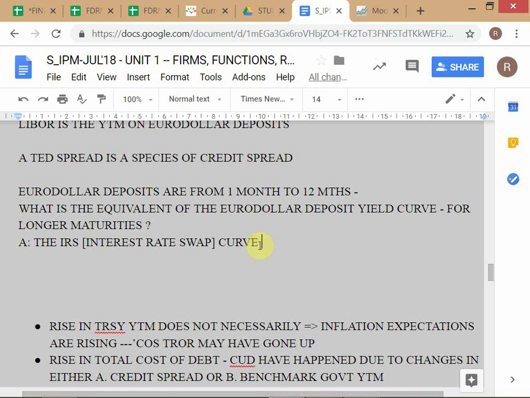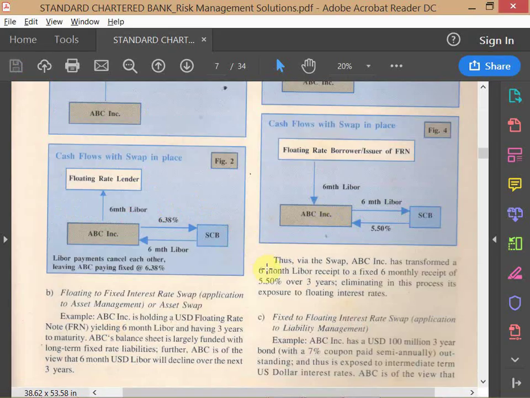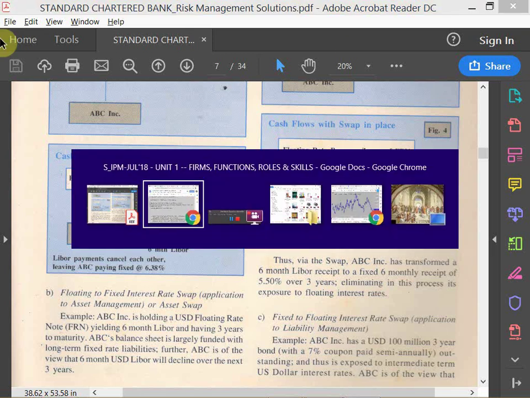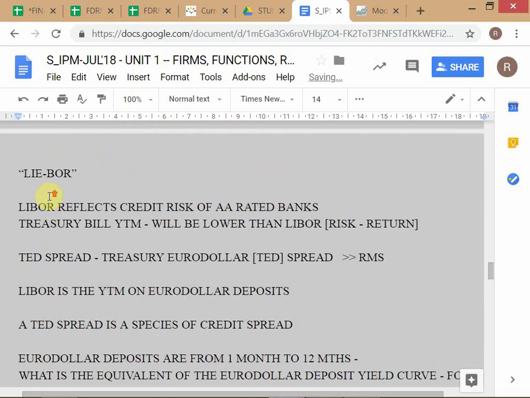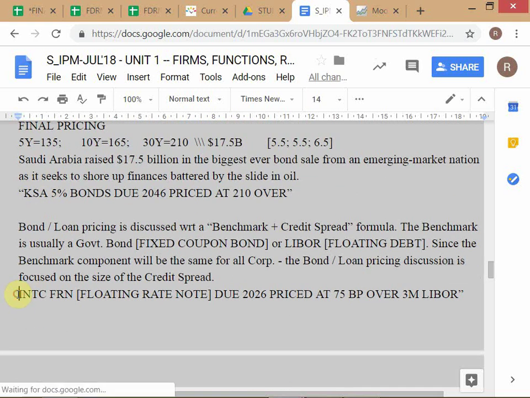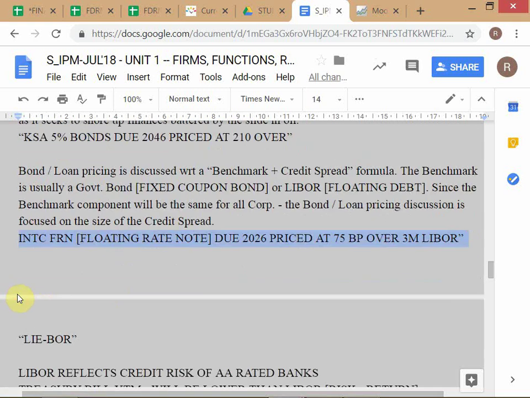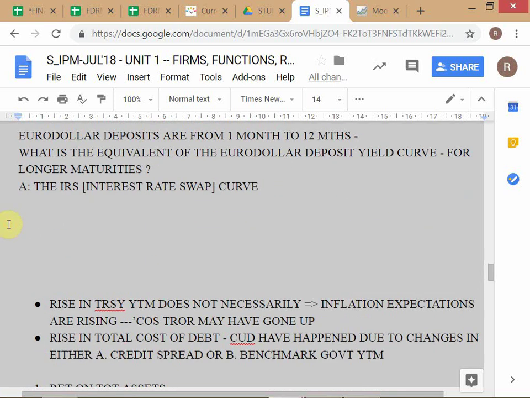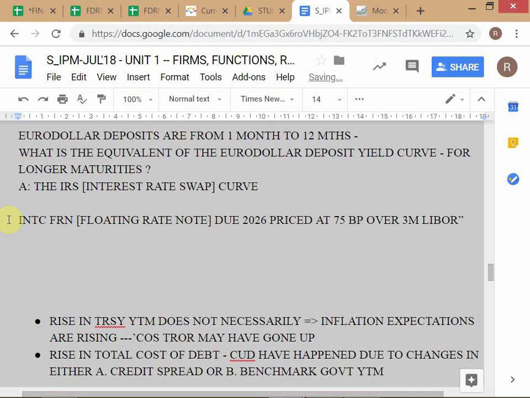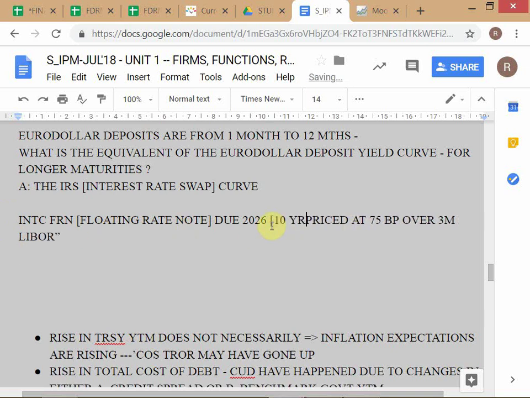So let's look at what is an IRS. Look at the Intel decision problem. Okay. Now look at figure 2, on page 7. Okay. Let's bring back this information from above so we know which one we are talking about. So this is due 2026, let's make it 10 years, priced at 75.